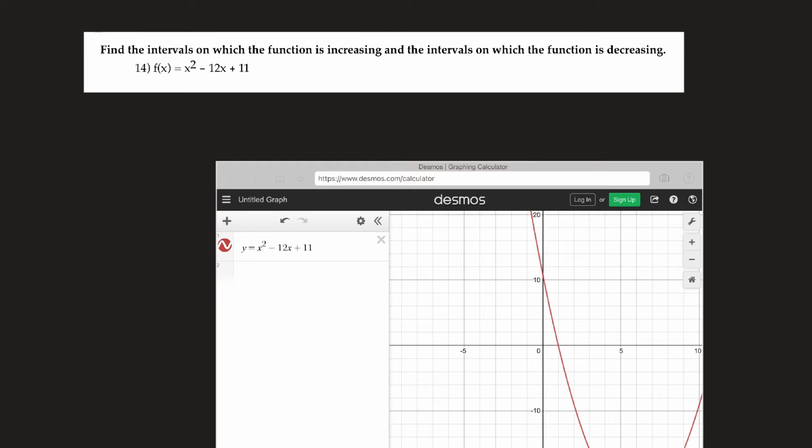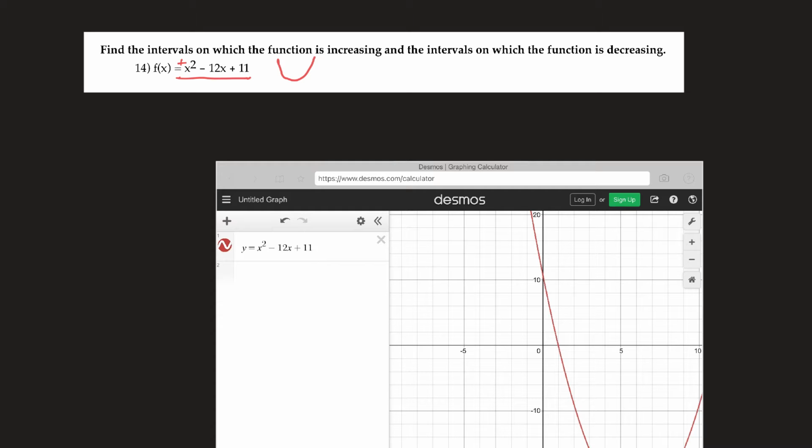Okay, here's two good questions. The question says, find the interval on which the function is increasing and the interval on which the function is decreasing. So I have a quadratic function, so I know it's a parabola. Because this is positive, the parabola is going to go like this. And I have it down here on Desmos too, so you can see.